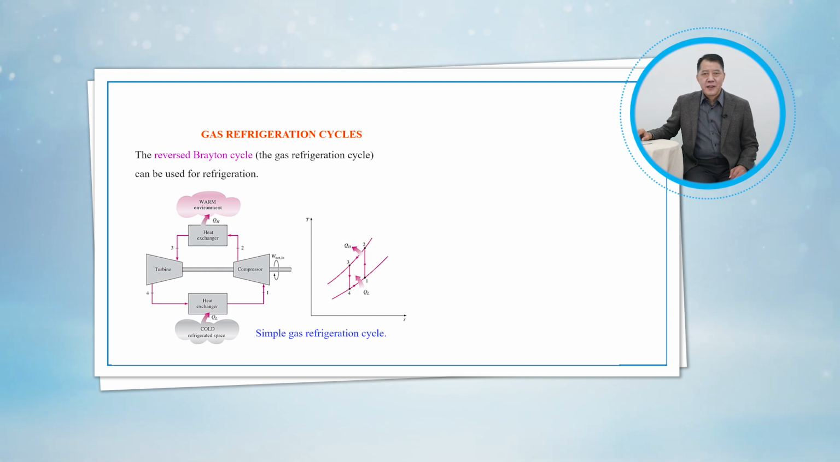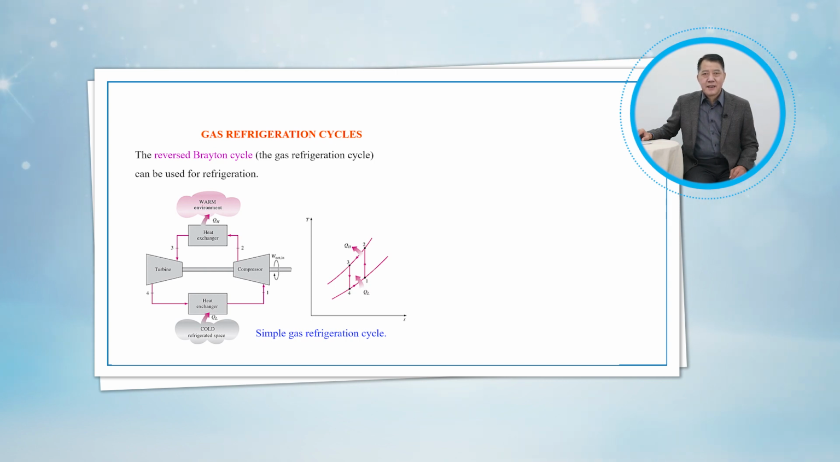In fact, the vapor compression refrigeration cycle is essentially a modified Rankine cycle operating in reverse. Another example is the reversed Stirling cycle, which is the cycle on which Stirling refrigerators operate. In this task, we discuss the reversed Brayton cycle, better known as the gas refrigeration cycle.